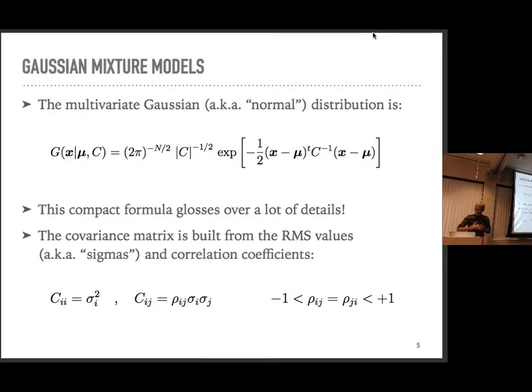Okay, so here we've taken out the alphas because that's an overall factor, but we still have the mus and the Cs. Those are all the parameters that are hidden in here.